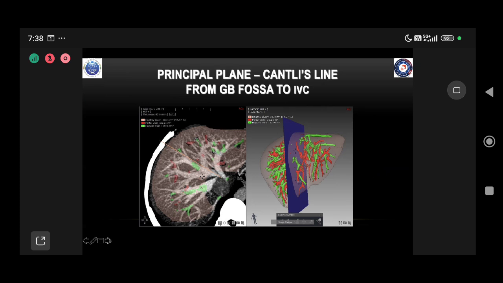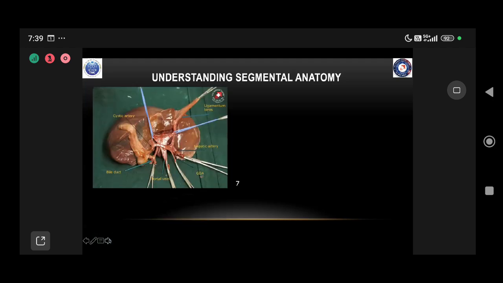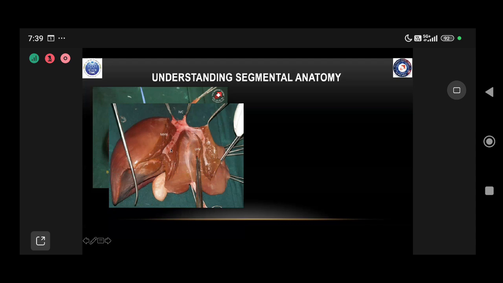Cantlie's line is what we follow for transection. It is a straight line which is drawn from the gallbladder fossa to the IVC. It's the same whether for a right or left hepatectomy; what you want to do depends on the location of the tumor. And how do you understand this segmental anatomy on radiology? This is a cadaveric picture of a liver being dissected, and you can see that if you follow the falciform and dissect these structures, you can very well identify these segments and the hepatic veins very clearly.